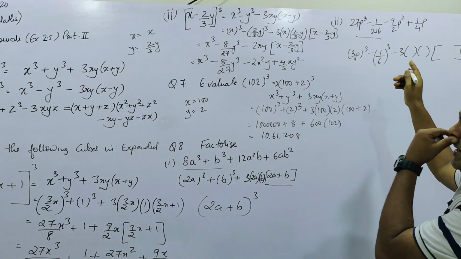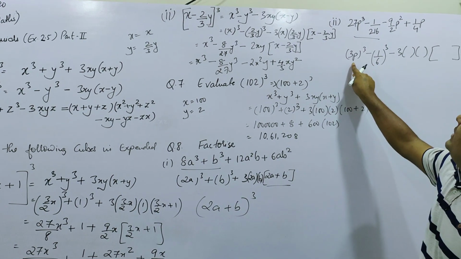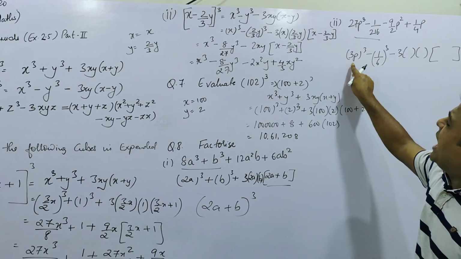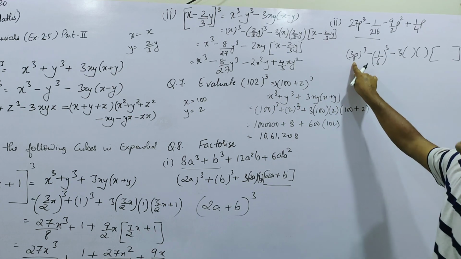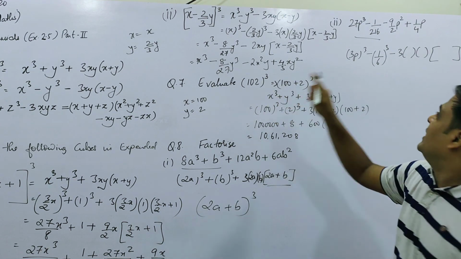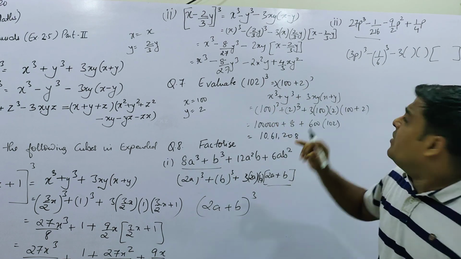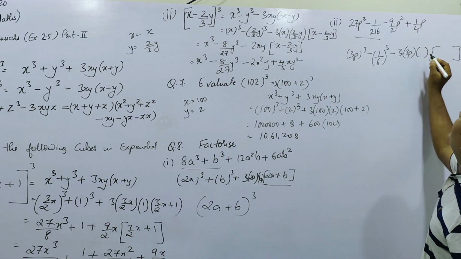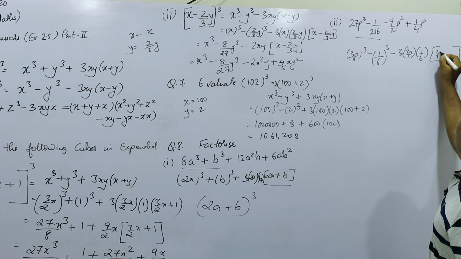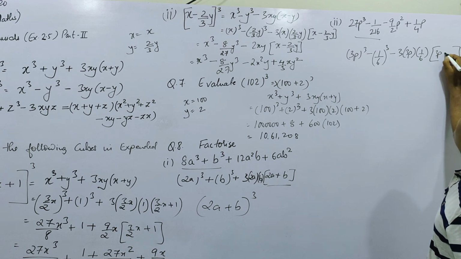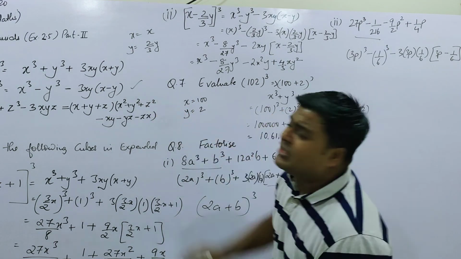I am not using the actual values. We will find these two terms, the values of a and b. So 3p is the value of a or x, and 1 by 6 is the value of y. So let us write 3p and 1 by 6. 3p minus 1 by 6, as the identity says x minus y.